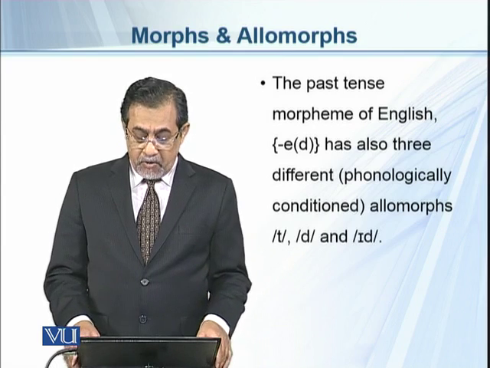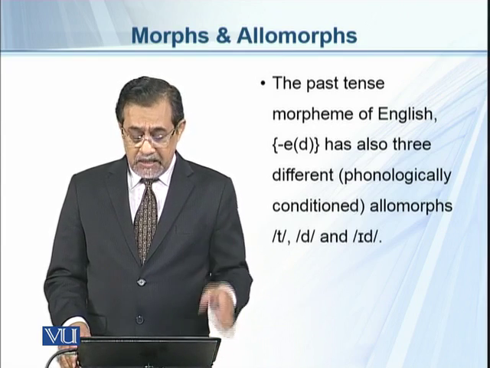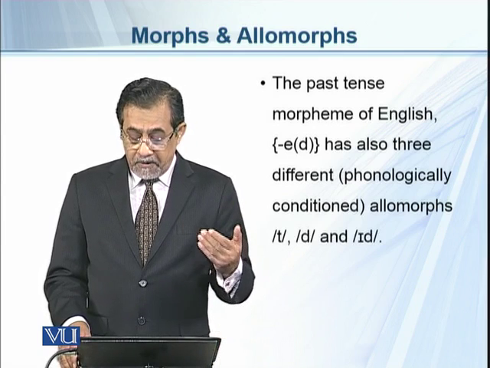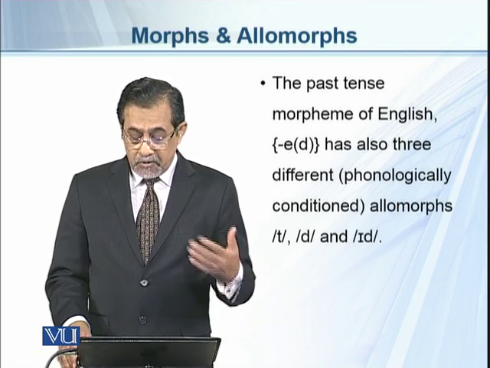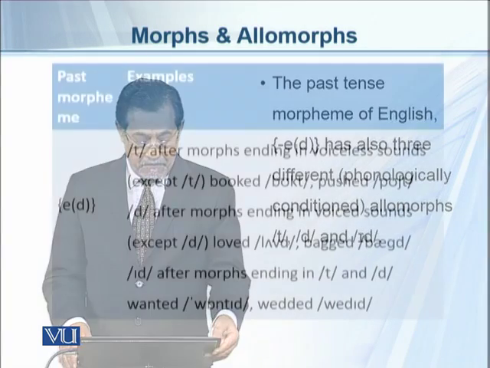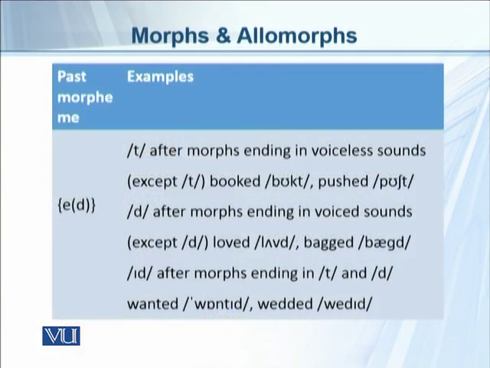The past tense morpheme of English, which is ed, has also three different phonological conditions or three different allomorphs: t, d, and id. For example, t: ed is pronounced t after every verb which ends with a voiceless sound. For example, we have booked, pushed, talked, stopped, asked, right?